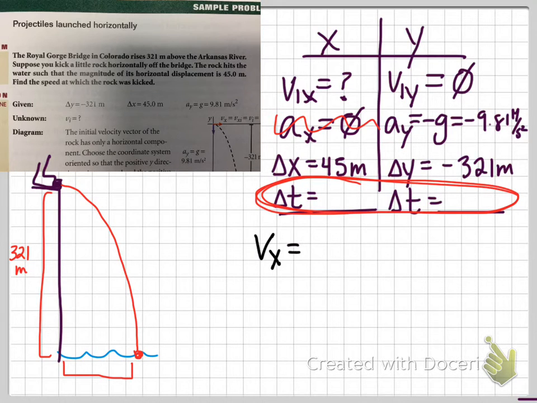Vx equals delta x over delta t. As long as there's no acceleration, that's legitimate.